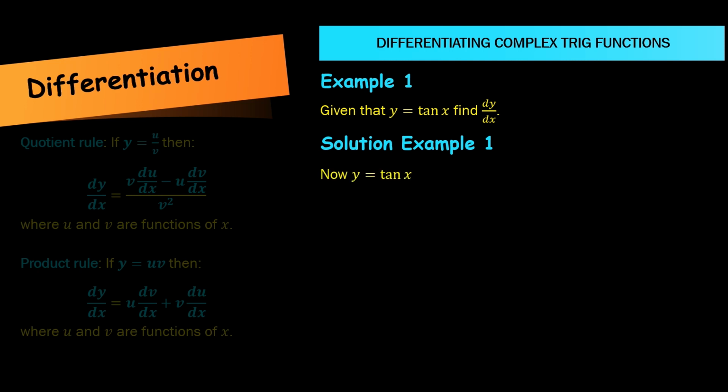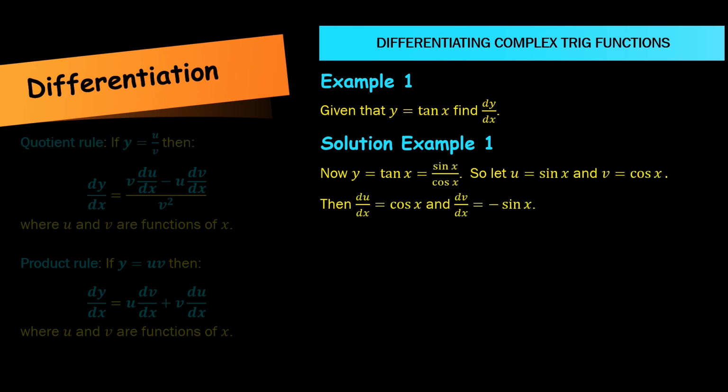Now we have that y equals tan x. This can be expressed as sin x over cos x. So we let u equal sin x and v equal cos x so that we can apply the quotient rule. Since u equals sin x, du dx equals cos x. And since v equals cos x, we have that dv dx equals minus sin x.